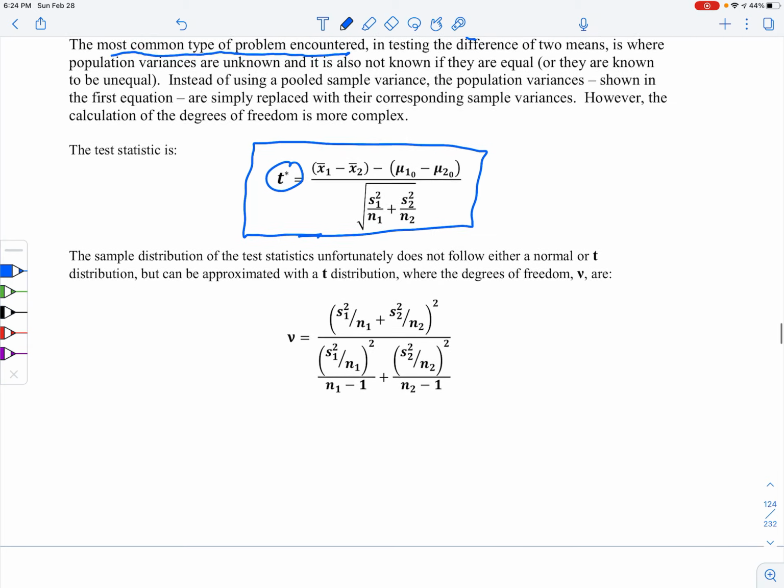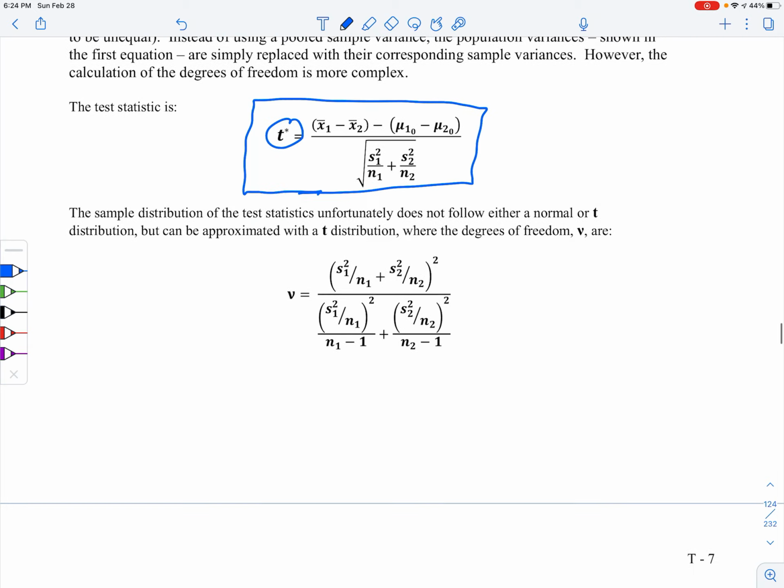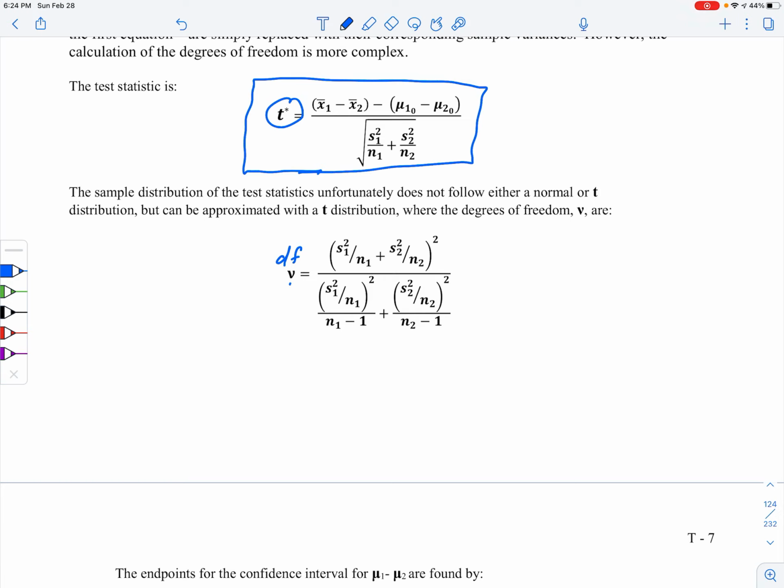Now, where it becomes goofy, though, is the degrees of freedom. This is the symbol nu for degrees of freedom, and isn't that a horrible looking thing there? That's how you calculate the degrees of freedom there. And that's why I'm not going to get you to do this by hand on an exam here. I just want you to be able to do this by computer here and using Excel. So that's all I want you to note here.